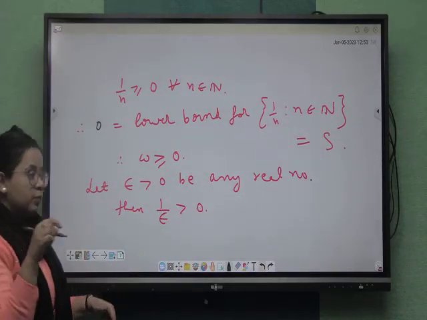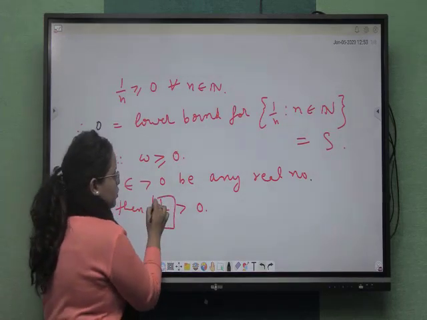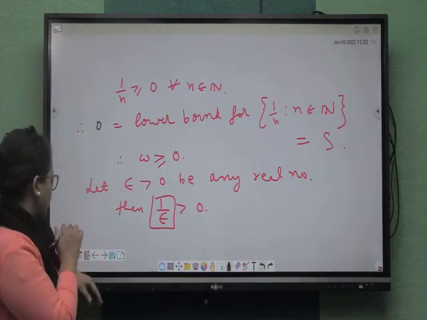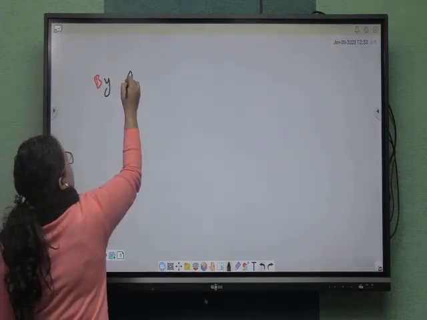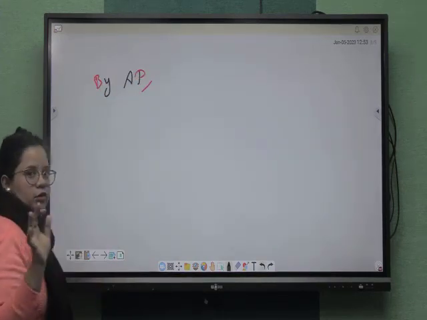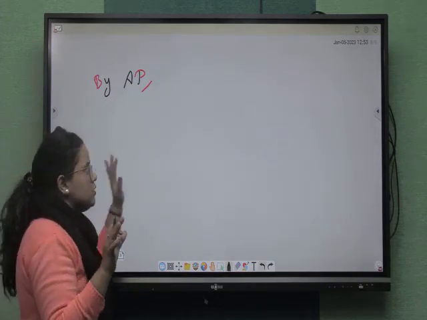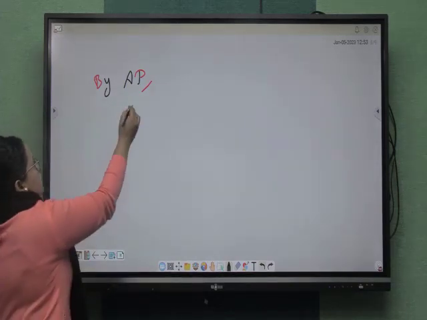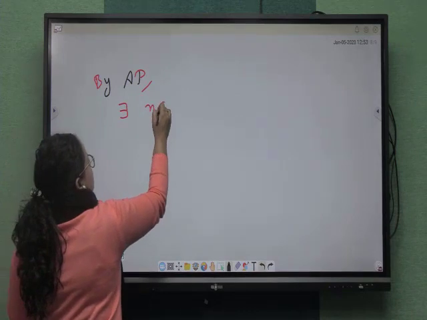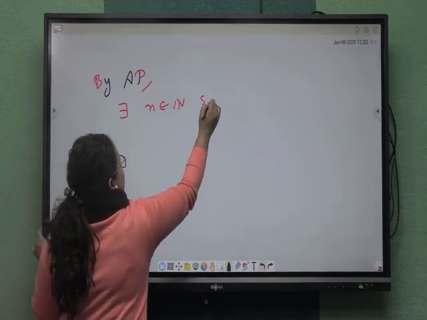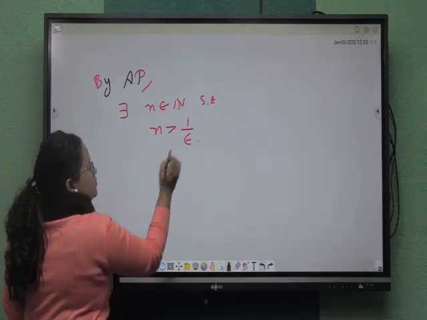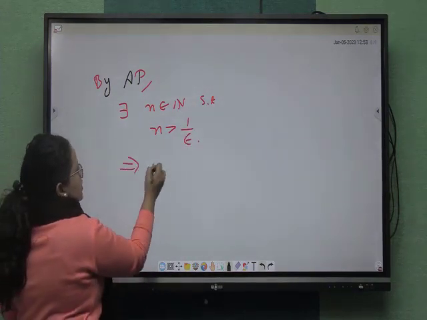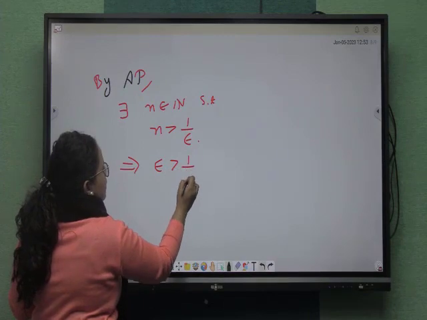Now we are going to apply the Archimedean property to this number. Okay. Now by the Archimedean property, AP, we can simply write this. There exists n in N such that n is greater than 1 by epsilon. This implies epsilon is greater than 1 by n.